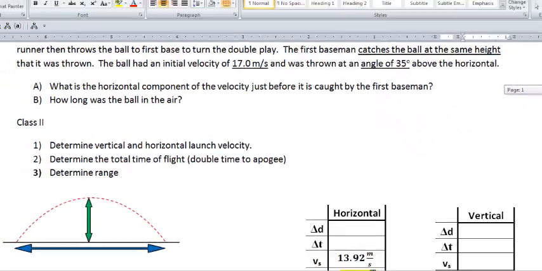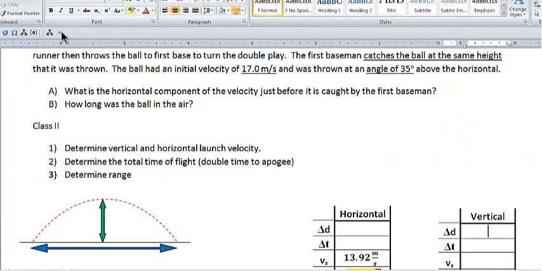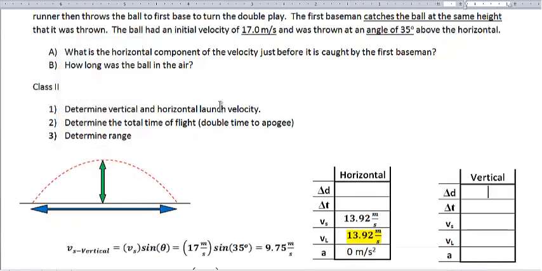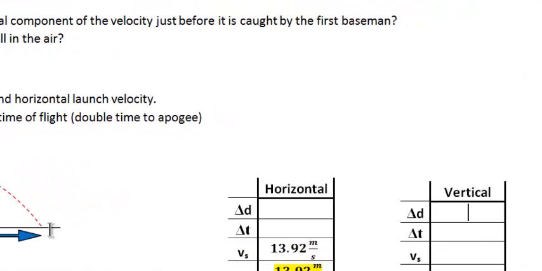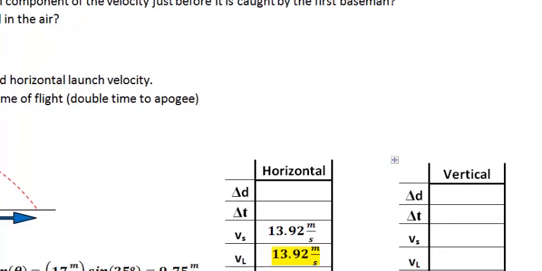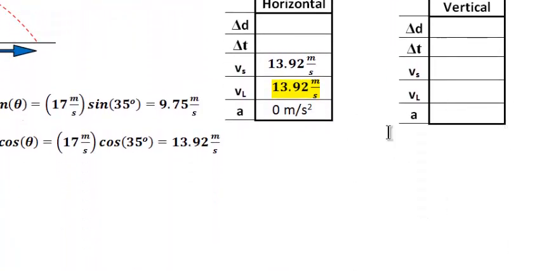How long was the ball in the air? Well, what we're going to do is figure out the amount of time to apogee, and that's some number of seconds. We're going to double that, and that's the amount of time that it's in the air. Let me scroll down a little bit so we can get everything on the screen that we need. What do we know? Well, we figured out starting velocity a moment ago, 9.75 meters per second. And at apogee, vertical velocity is 0 meters per second.